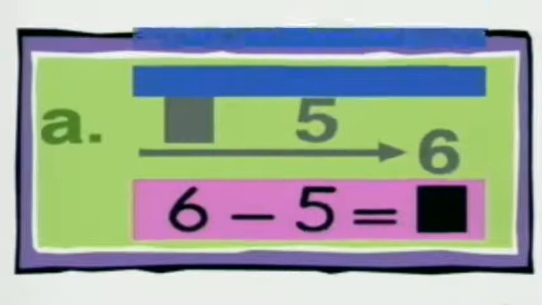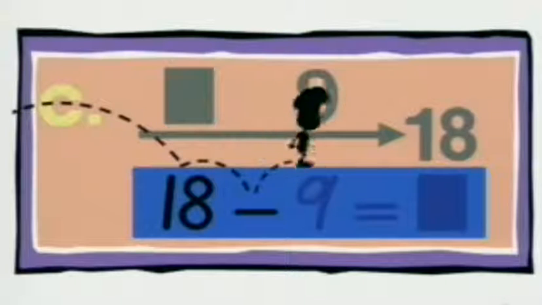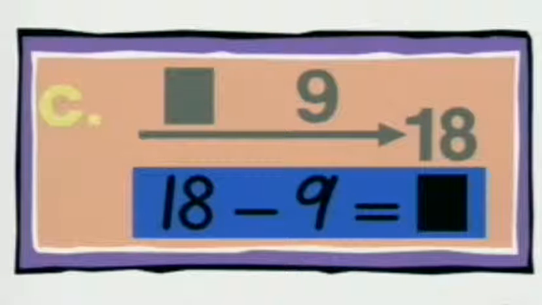Here's the next family that has a missing small number. Remember, we go backwards along the arrow. We start with the big number and subtract the small number. Say the subtraction problem for this family. 18 minus 9 equals how many?